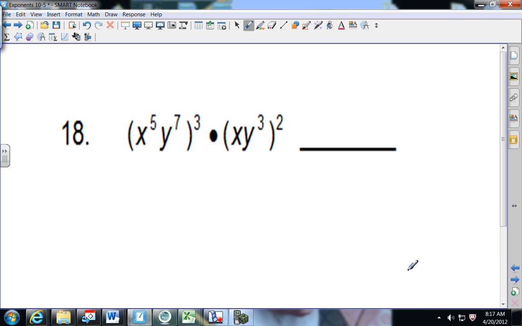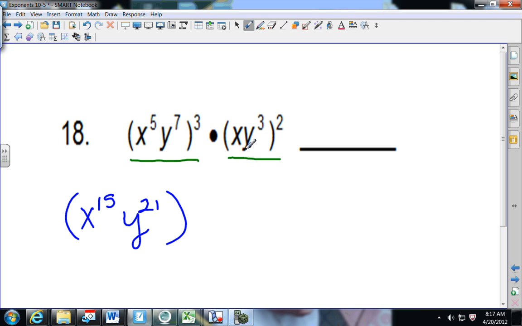Next one. Well, you're going to do the exponents first, the powers, and then put them together. So pause that video and come back and see how you do. Power to a power, multiply. I get x to the 15th, y to the 21st, and I'm multiplying all that here.